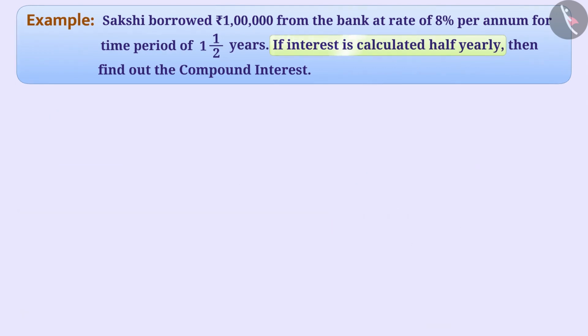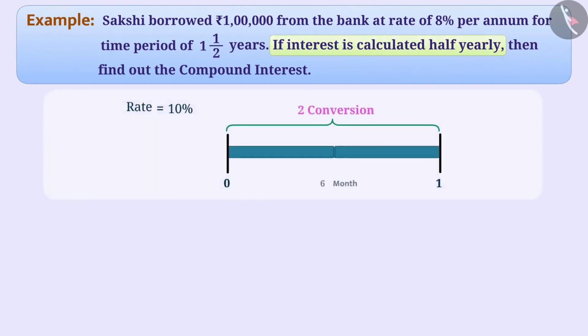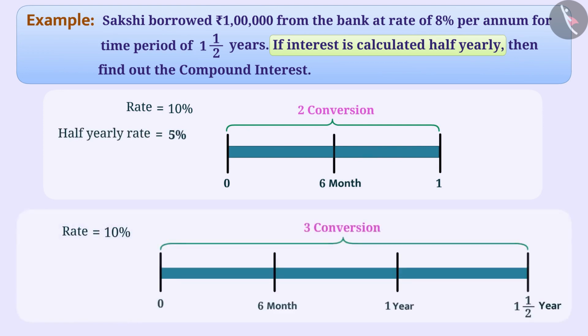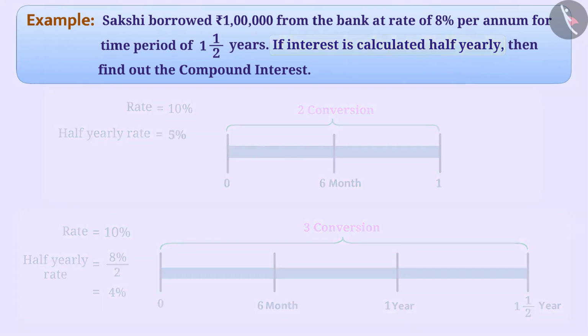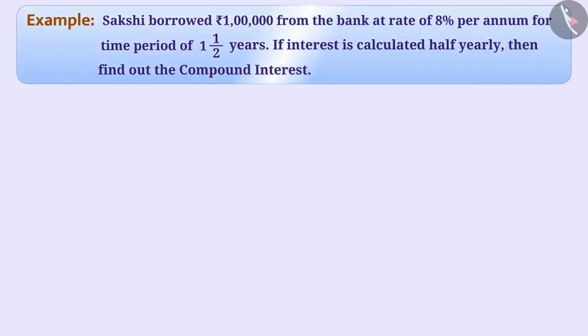When interest is compounded half yearly, there are 2 conversion periods, each half year, in a full year. In such a situation, the half yearly rate is half the annual rate. In this way, here there will be 3 conversion periods in 1.5 years and the half yearly rate will be 8% divided by 2, which is equal to 4%. Now, let's solve this question.